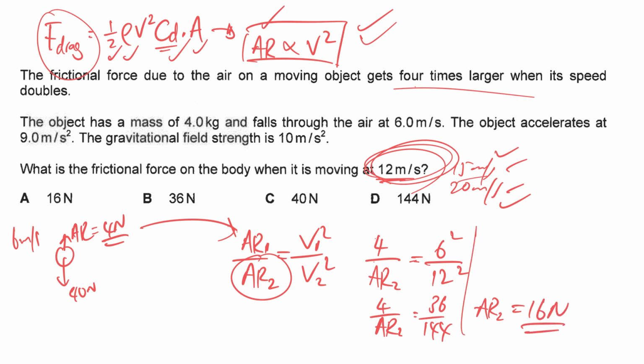So it's good to understand this relationship, especially if they tell you the air resistance is directly proportional to V squared, and regardless of what speed, it doesn't have to be multiples of the original speed. You can still solve the question easily.